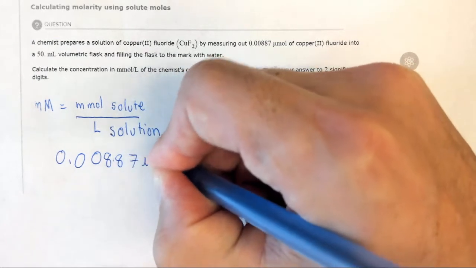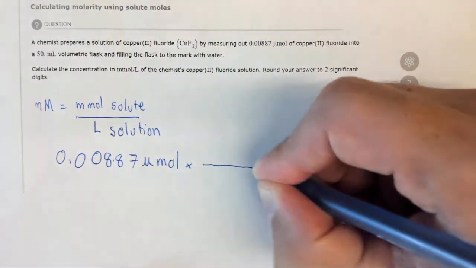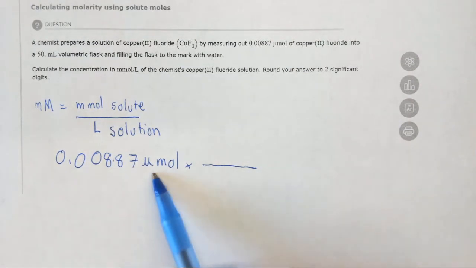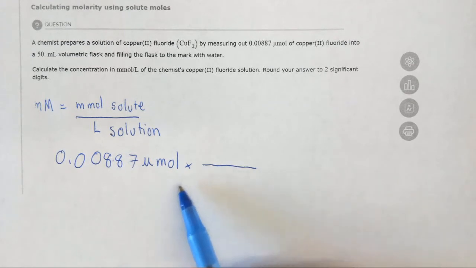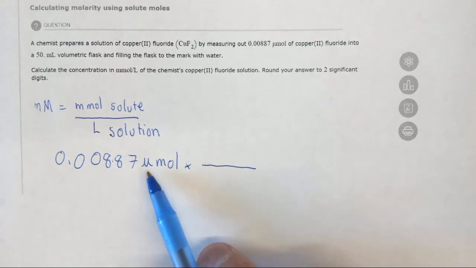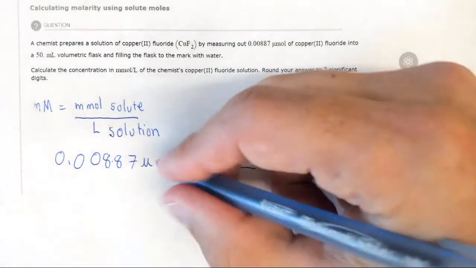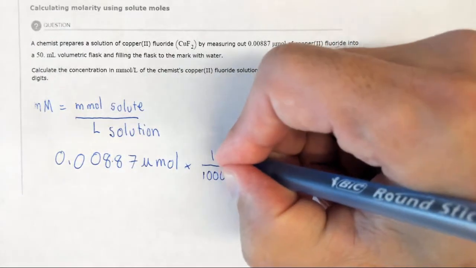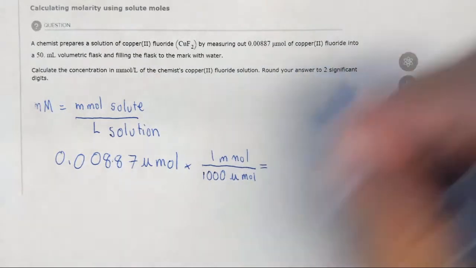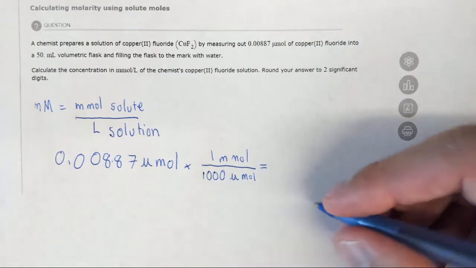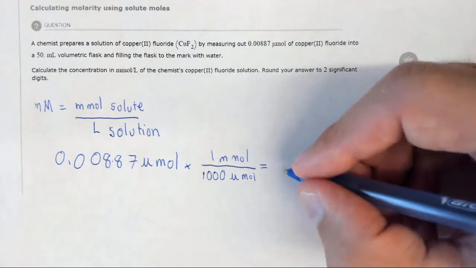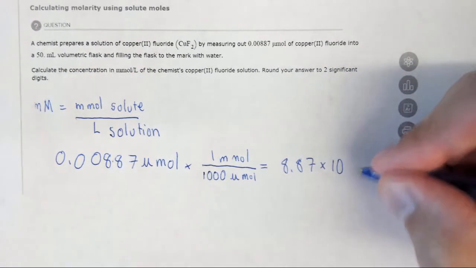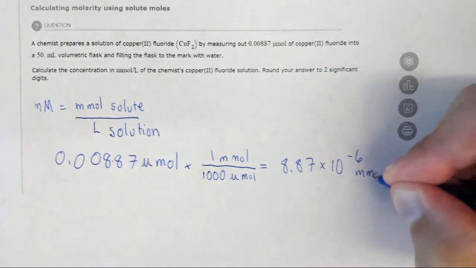0.00887 micromoles times, there are 1,000 micromoles in 1 millimole. A micromole is a millionth of a mole, and a millimole is a thousandth of a mole. So there are 1,000 micromoles in a millimole. So we want to get micromoles to cancel out, so we put 1,000 micromoles on the bottom, 1 millimole on the top, and multiply by the top, divide by the bottom. We get a very, very small number, so I'm going to write it in scientific notation, and that number is 8.87 times 10 to the minus 6 millimoles.